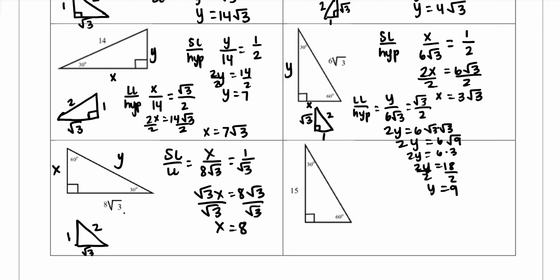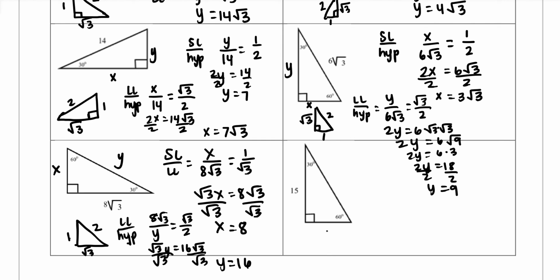Our y value here is our hypotenuse, so we want to do long leg over hypotenuse. Our long leg was given to us as 8 root 3. I'm going to put it over the hypotenuse y, and we'll compare that to root 3 over 2. Cross multiply to get root 3y equals 16 root 3, and we can divide both sides by root 3. So we're left with y equals 16.